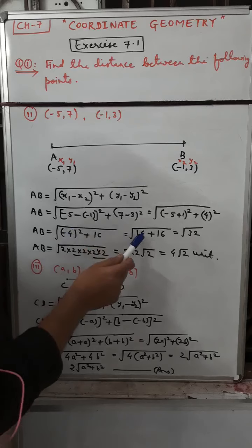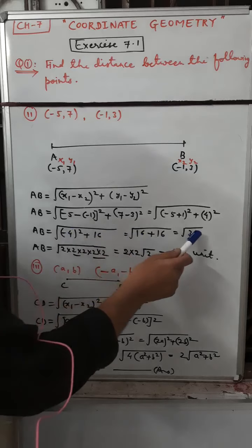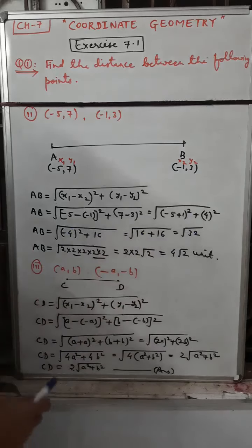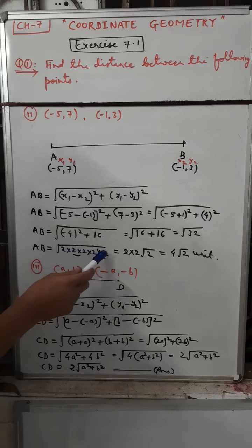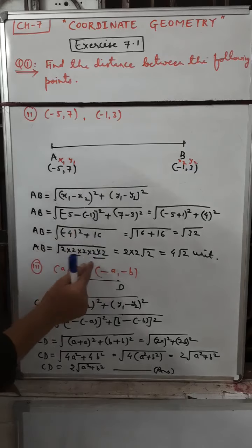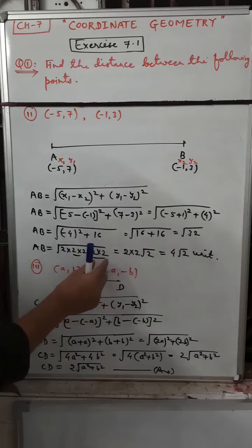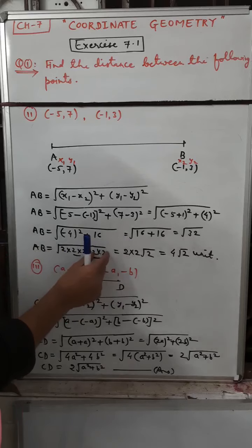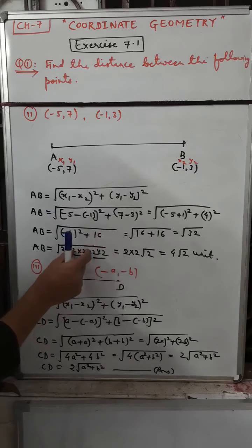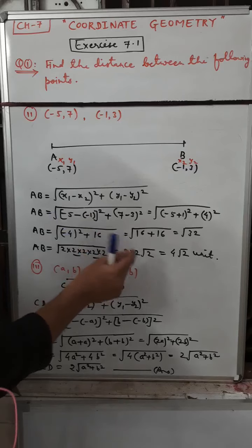So 4 4s are 16, and 16 plus 16 is 32. We can factorize 32; it is the multiple of 2 five times. So 2 into 2 is 4, 2 2s are 8, 2 2s are 16, 2 2s are 32. Now make the pairs. 2 into 2 is 1 pair, and 2 into 2 is 1 more pair. So definitely those will come out from the under root. From each pair, one 2 comes out.